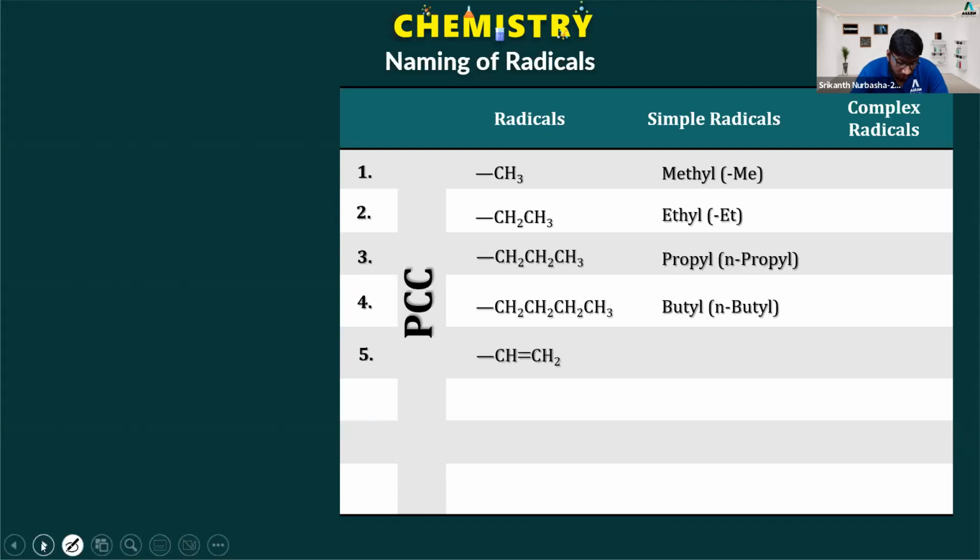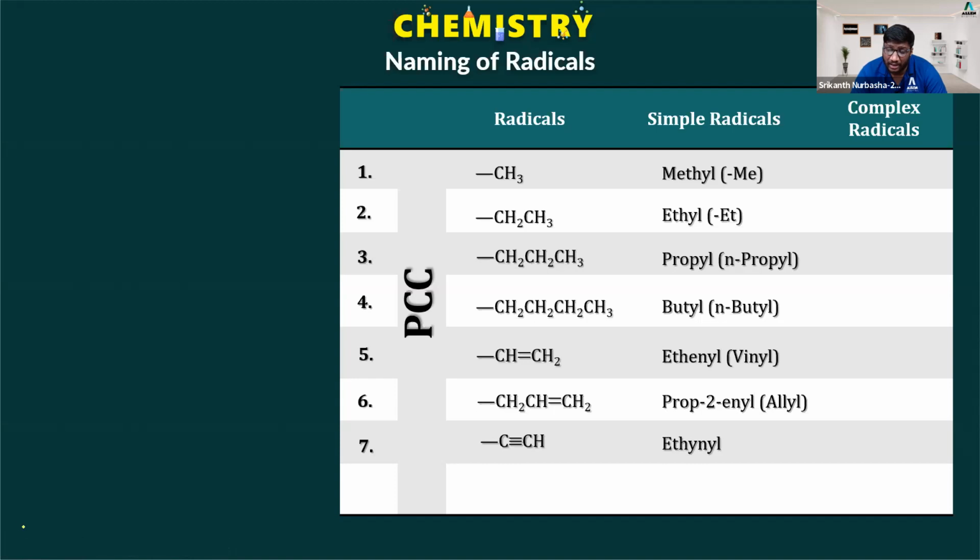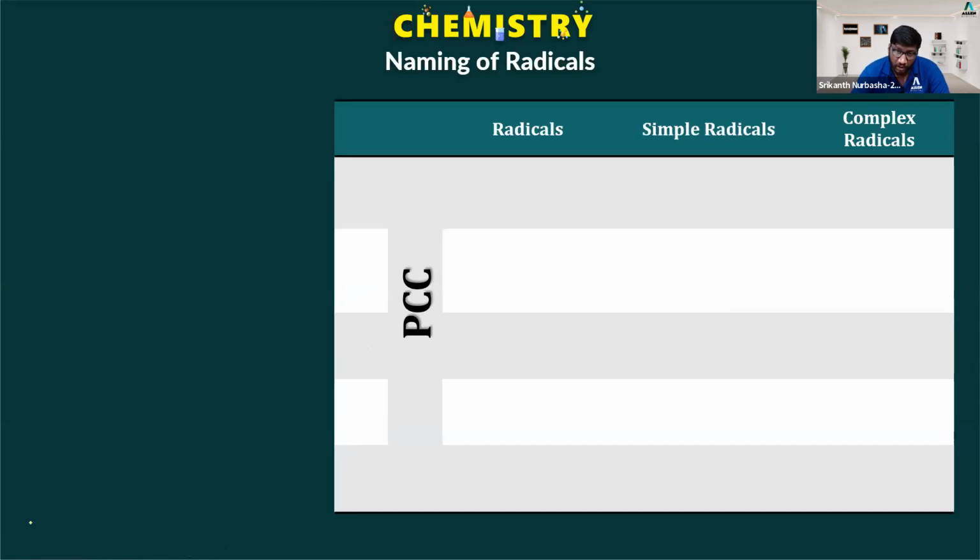CH double bond CH2, what name should you use? Vinyl or ethenyl. CH2 CH double bond CH2, prop-2-enyl or allyl. C triple bond CH, what is the name you are going to use? Ethynyl. CH2 C triple bond CH, prop-2-ynyl. So for this, these are all simple radicals only. So whatever the radicals you have, they will be having the simple names only. So no complexity involved.